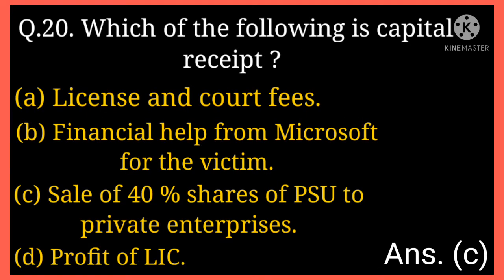Now the question number 20, which of the following is capital receipt? Here answer is C, that is sale of 40% shares of public sector undertakings to private enterprises, which is termed as disinvestment. Therefore it is answer number C.